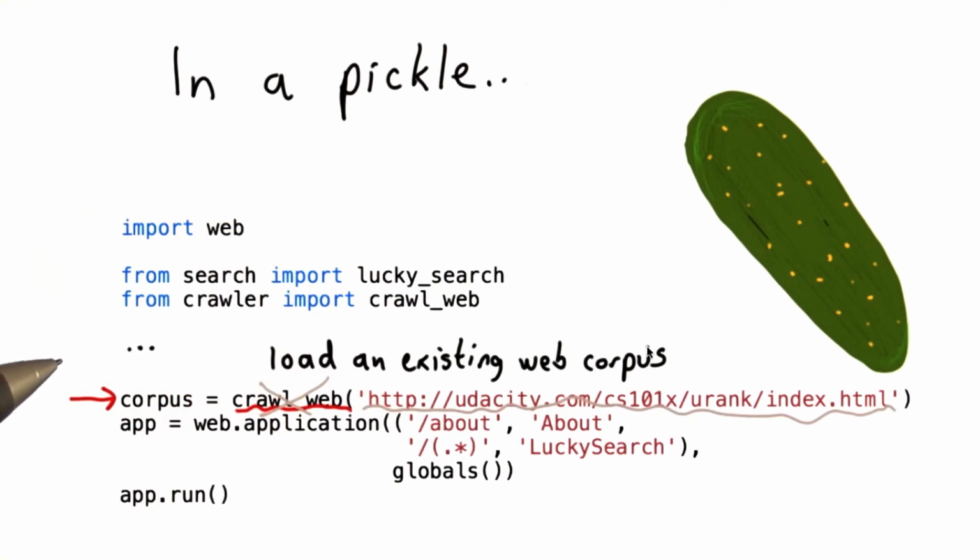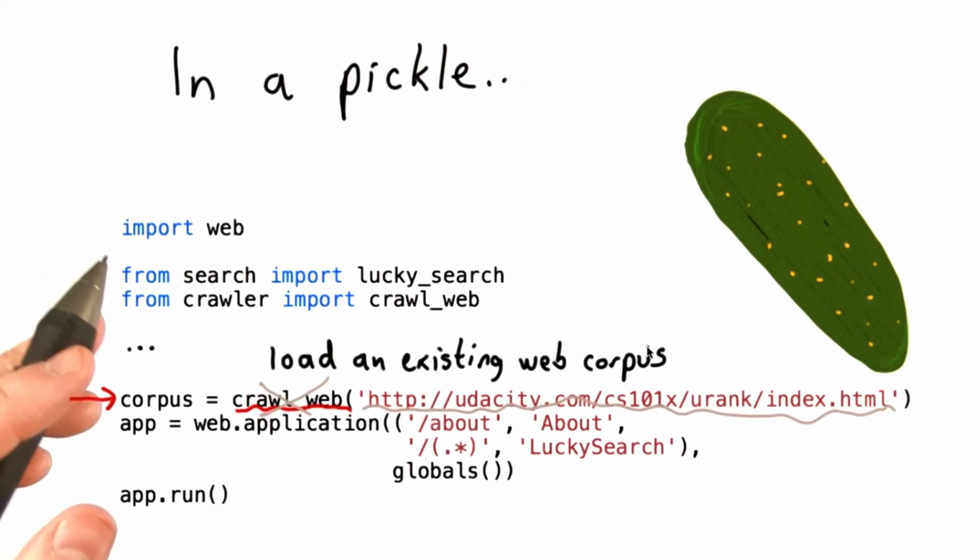So what we need to do is learn how to perform the crawl instead of needing to crawl the web every time we start the server. Instead, we want to load an existing web corpus. So to do that, we're going to need to learn about how to read and write from files. That's what we'll do next.